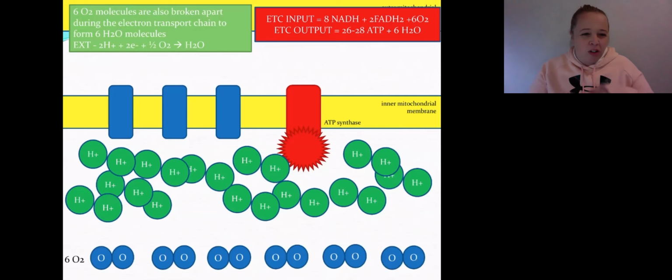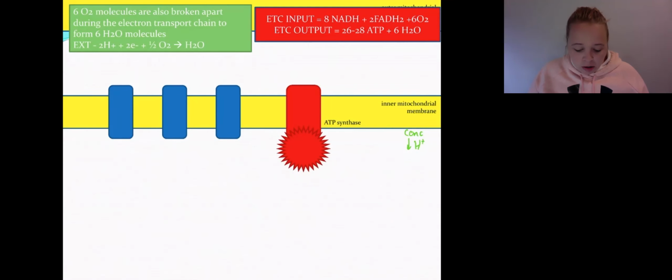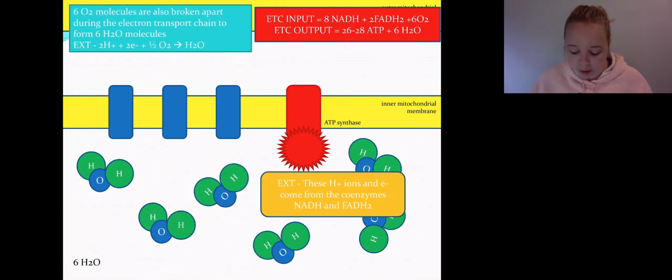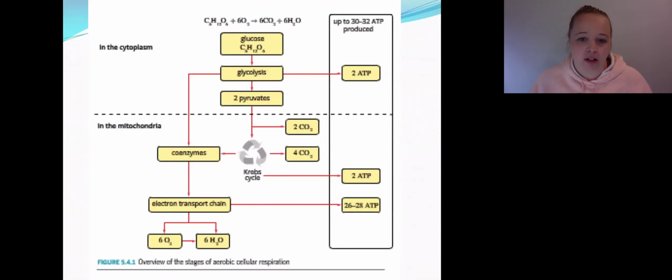Now, the problem is you've got all these leftover hydrogen ions. What are you going to do with them? You need to make sure that you keep your concentration of hydrogen ions. So we want the concentration of hydrogen ions to be low. So what are we going to do with them? We're going to use them with the oxygen that we've brought into the cell and create water. Okay, so it is extension. The hydrogen ions are coming from the NADH and the FADH2.